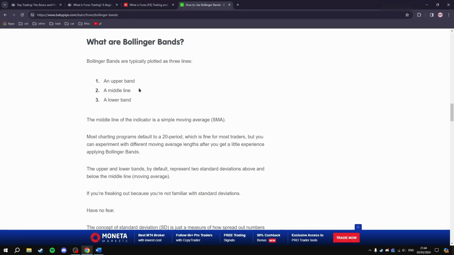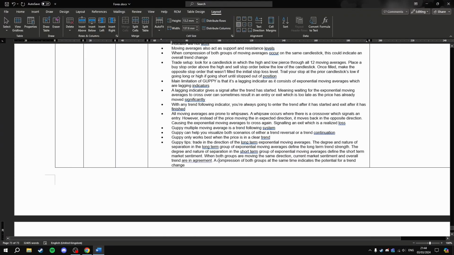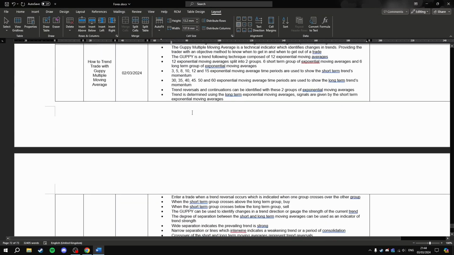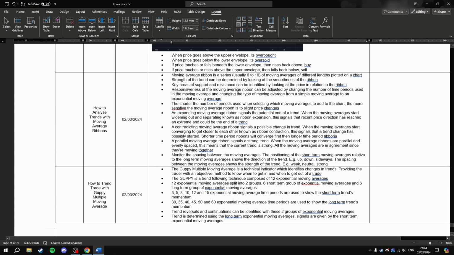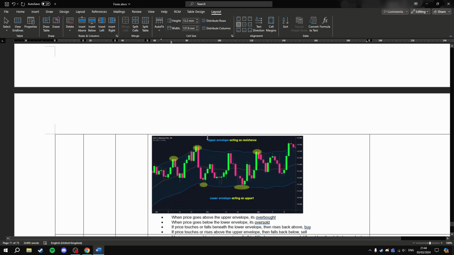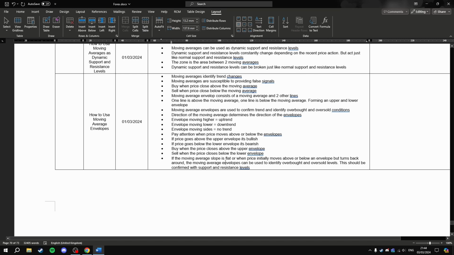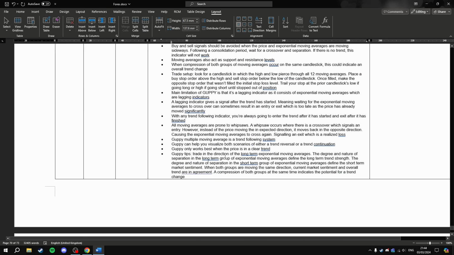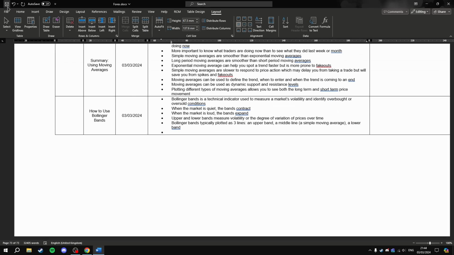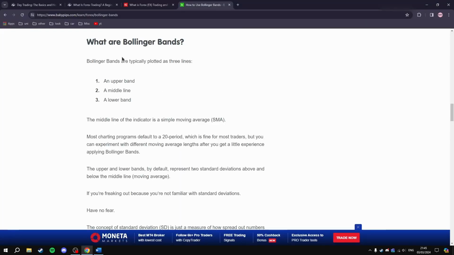So this is like, I want to say, the envelope. It's like this sort of thing here. No, it's not actually. Moving averages are used to confirm trend, identify overbought and oversold conditions. Oh, well, okay. Kinda is, maybe.